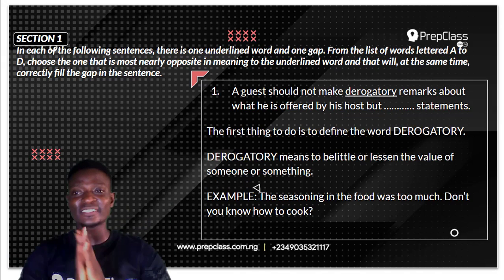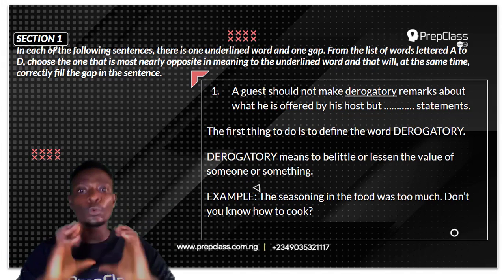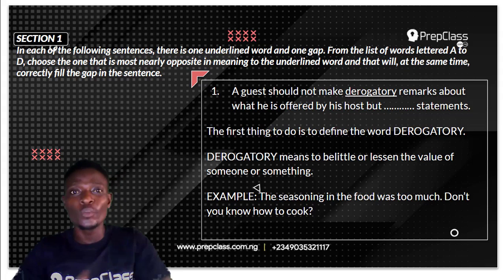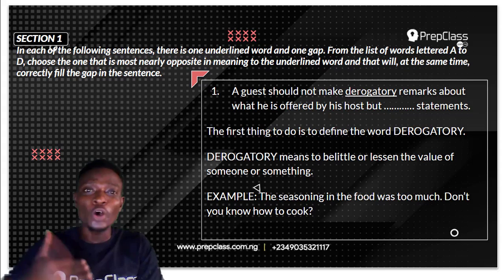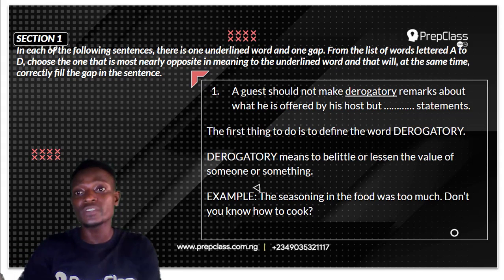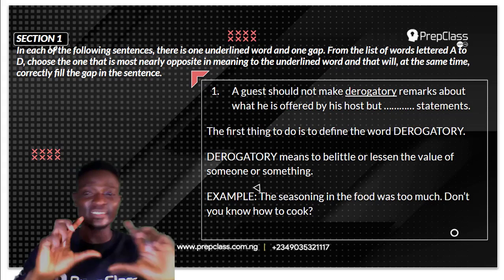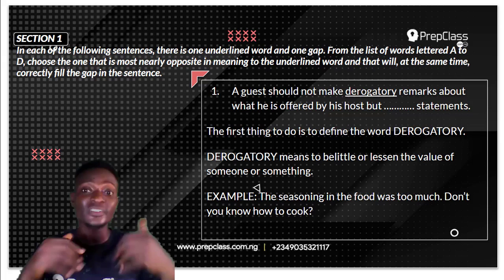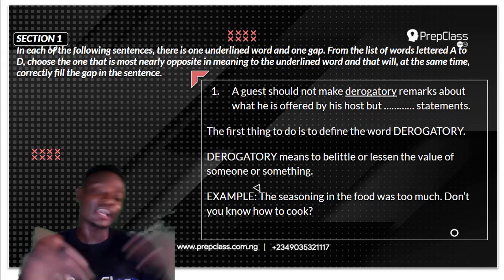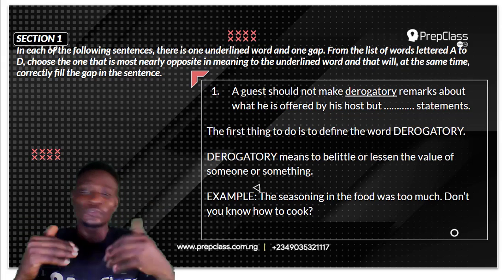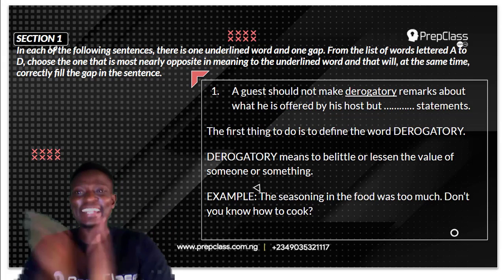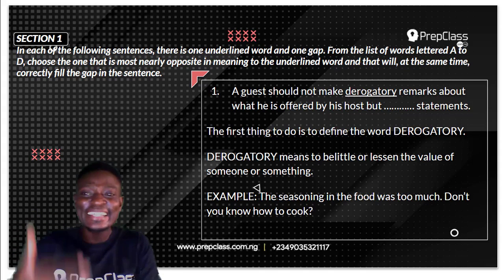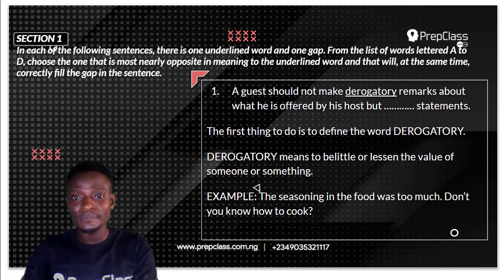Now, the first thing to do is to define the word derogatory. The word derogatory means to belittle or lessen the value of someone or something. I'm going to create a scenario for you to understand the meaning of the word derogatory. For example, you go to someone's house and the person offers you a food. And after eating the food, you're like, oh, the seasoning in the food was too much. Don't you know how to cook? Now, that is a derogatory remark. That remark has belittled the person, it has lessened the value of the person.